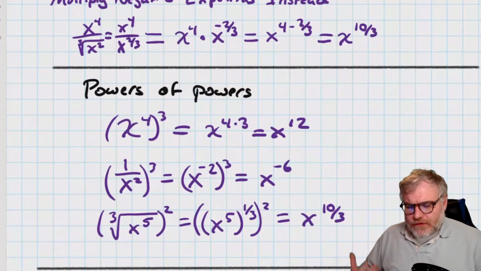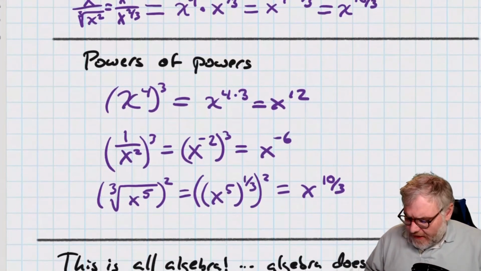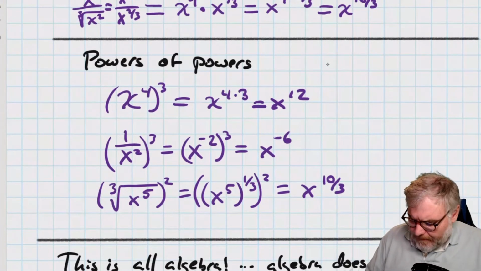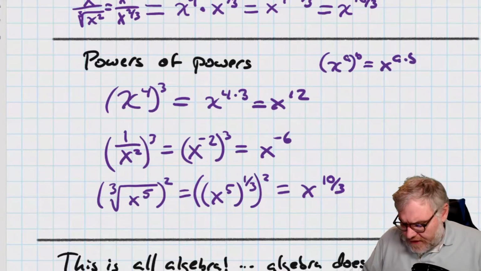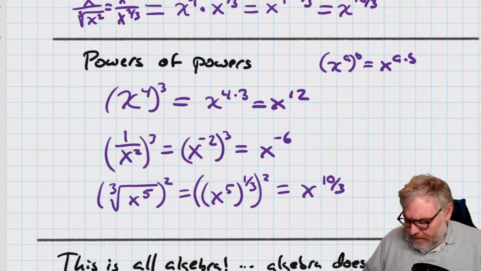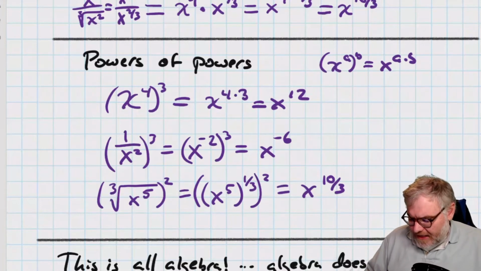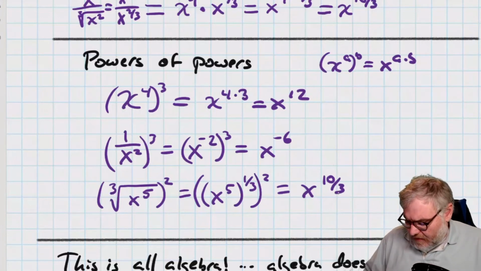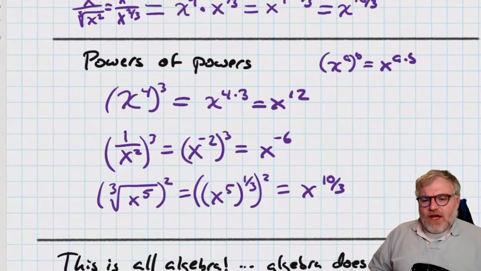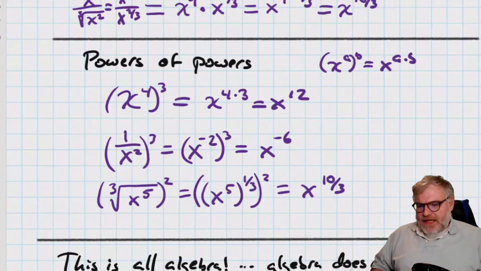Also, I can take powers of powers. So the rule is, if I take powers, multiply. So at a basic level, it would be x to the a to the b equals x to the a times b. Okay, so for example, x to the 4th cubed would be x to the 12th. 1 over x squared cubed would be x to the negative 2 cubed, which would be x to the negative 6. And then this more complicated one, the cube root of x to the 5th squared would equal x to the 10 over 3, because I just multiply all the exponents. So if I'm taking powers of powers, I simply multiply the exponents.